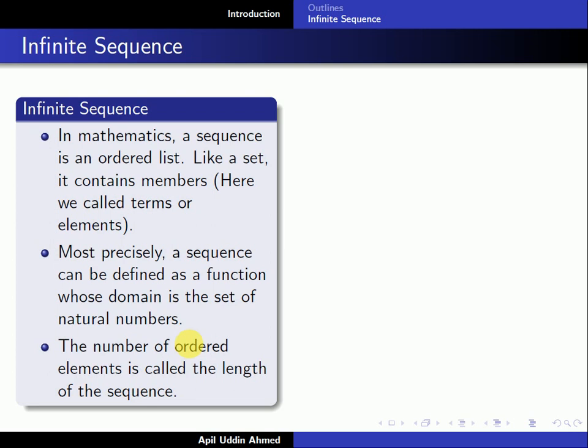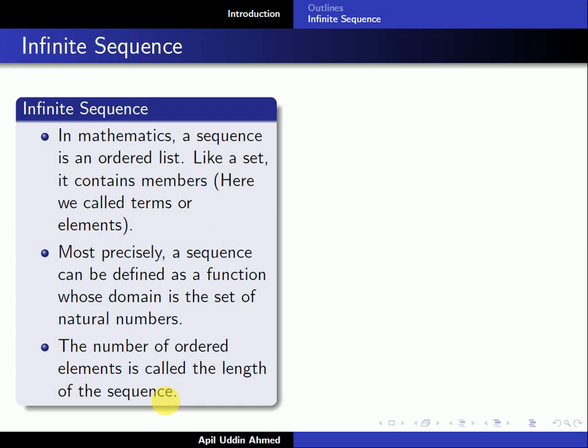And if a sequence contains an infinite number of terms, then the sequence is called simply an infinite sequence. Or if a sequence contains a finite number of terms, then the sequence is called a finite sequence. And the number of ordered elements is called the length of the sequence. That means in the case of an infinite sequence, the length is infinite, and for a finite sequence the length is finite.